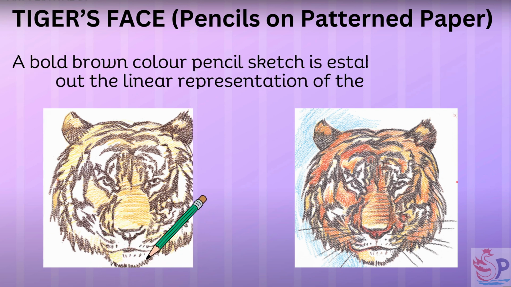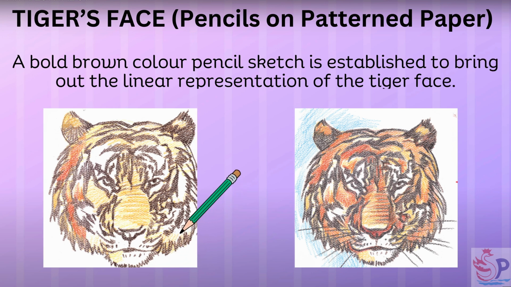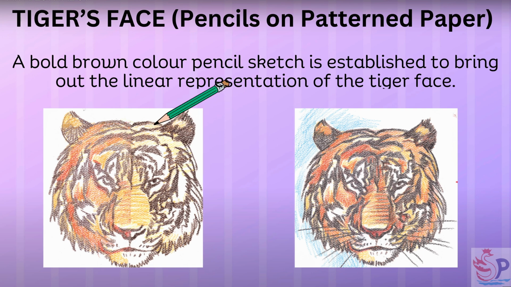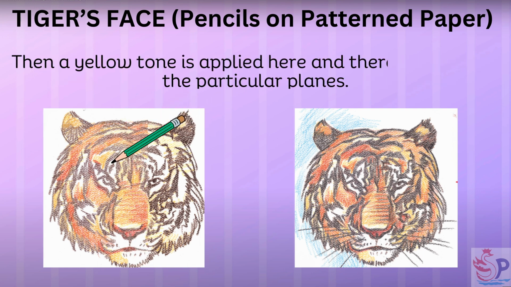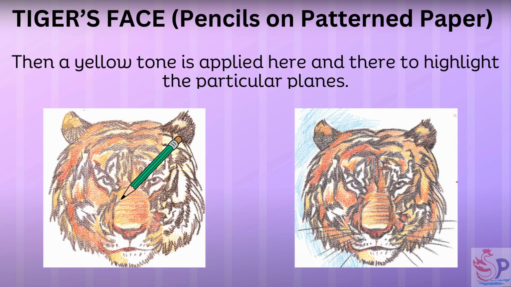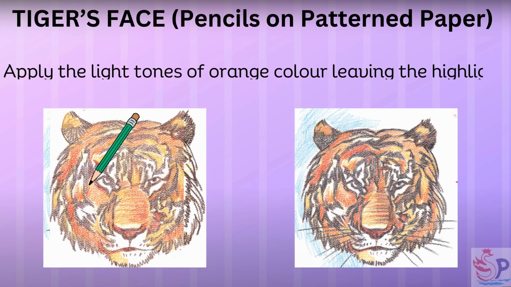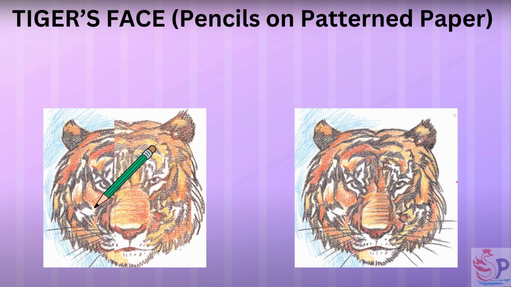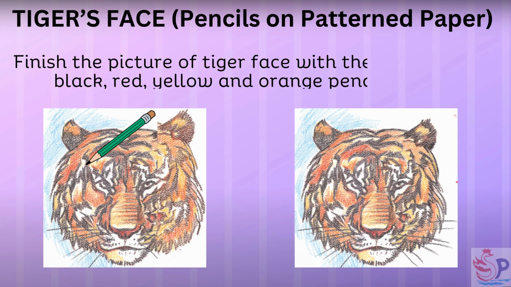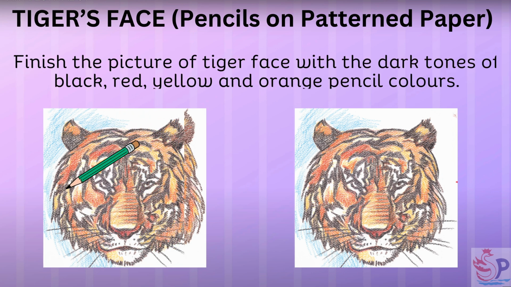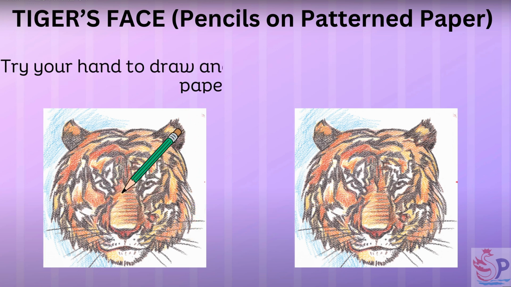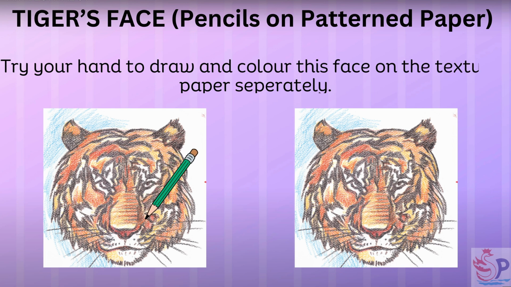A bold brown color pencil sketch is established to bring out the linear representation of the tiger face. Then a yellow tone is applied here and there to highlight the particular planes. Apply the light tones of orange color leaving the highlight. Finish the picture of the tiger face with the dark tones of black, red, yellow and orange pencil colors. Try your hand to draw and color this face on the textured paper separately.